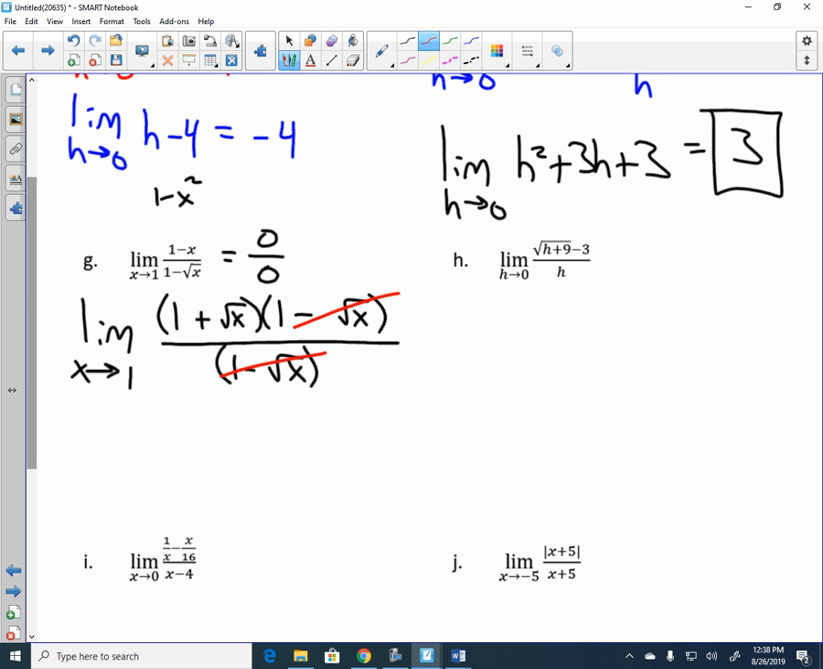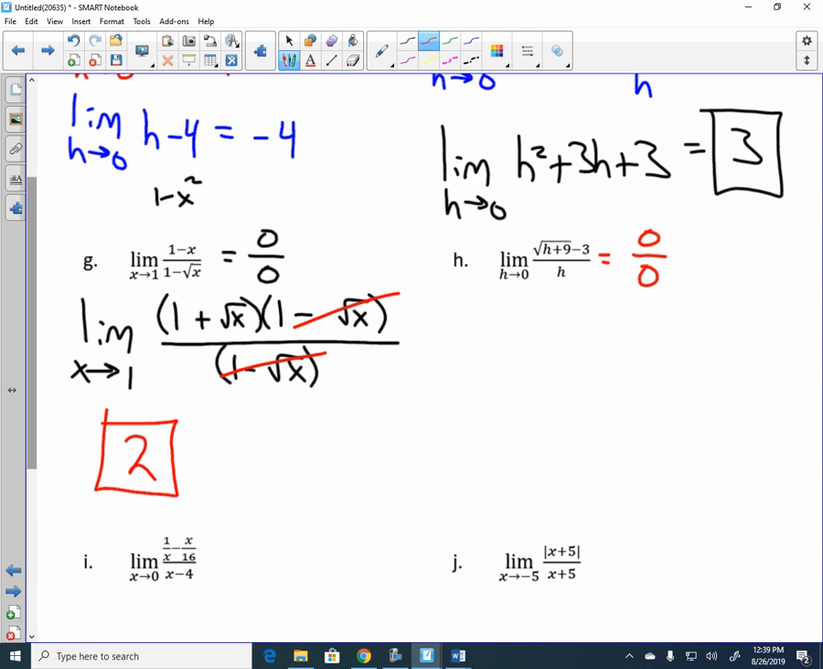Can I now plug in the 1? What do you get? 2. Plug in the 0. What do you get? That's a problem, isn't it? Yep, that's a big problem.